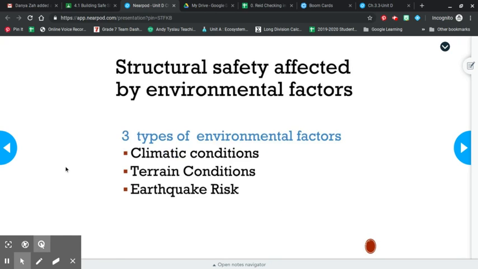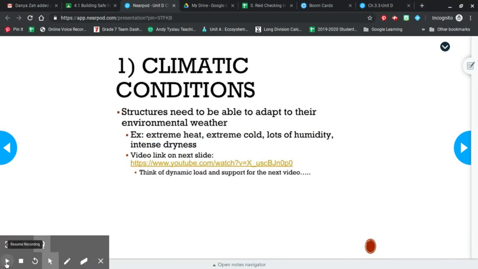There are three types of environmental factors: climatic conditions, terrain conditions, and earthquake risk. Depending on those environmental factors, they have to make sure the structures can withstand them. Climatic conditions are about how the climate affects the structure. The next video looks at how a lot of snowfall made a roof collapse.